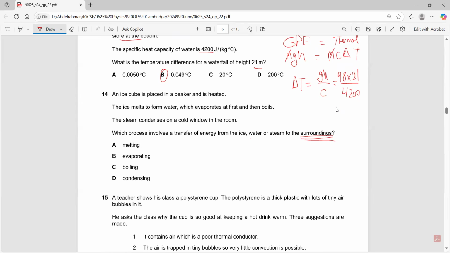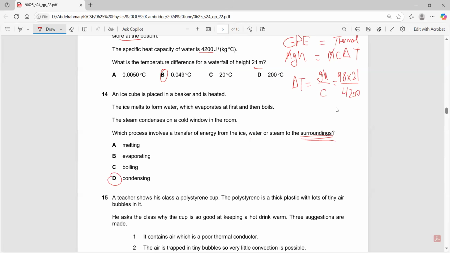Which of these processes would transfer energy to the surroundings? The only process that will do that is the condensing. Why? Because the water will cool down, right? It loses energy and this energy is transferred to the surroundings. You might say, well, evaporation, and during evaporation, the water cools. This is if you evaporate the water normally, or if you have a hot cup of water and it starts to evaporate, right?